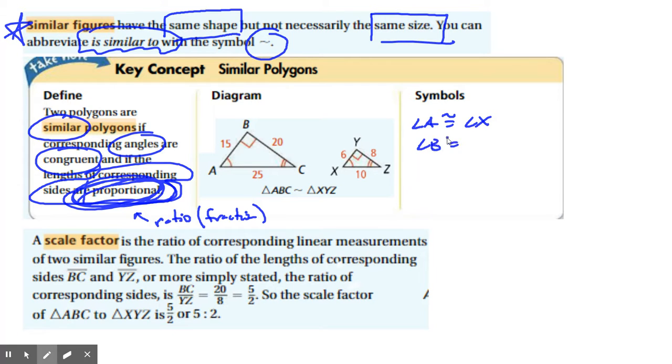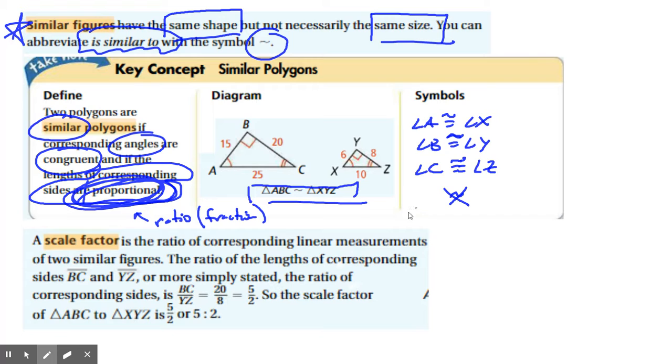Angle B is going to be congruent to angle Y. Notice the right angle markings. And angle C is going to be congruent to angle Z. And again, two markings. So notice I did not use the squiggle, right? Angles are not similar. Your triangles are similar. The angles are congruent. And now the sides are going to be in a proportion.